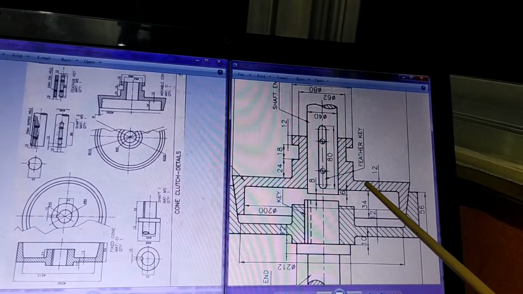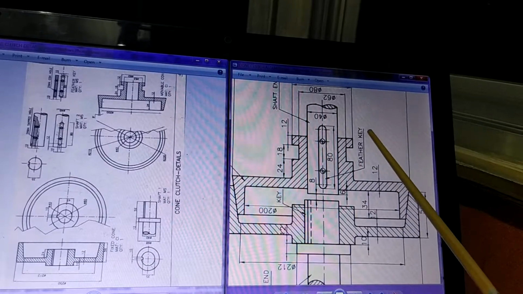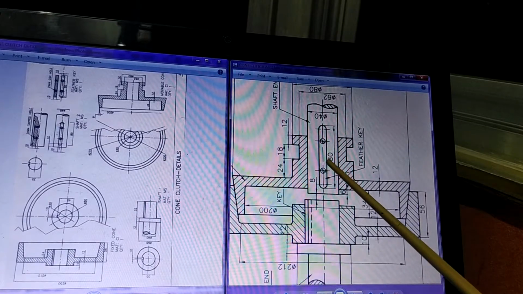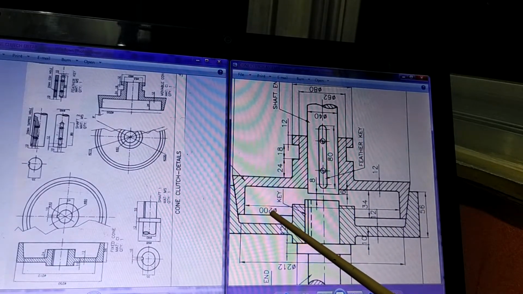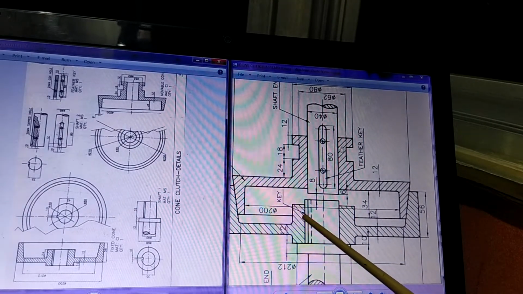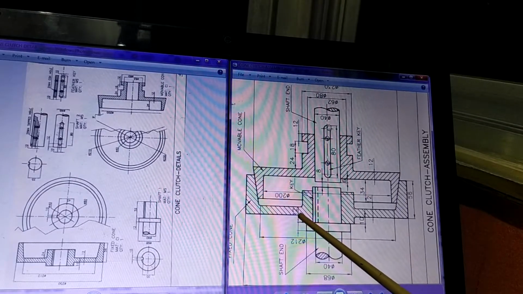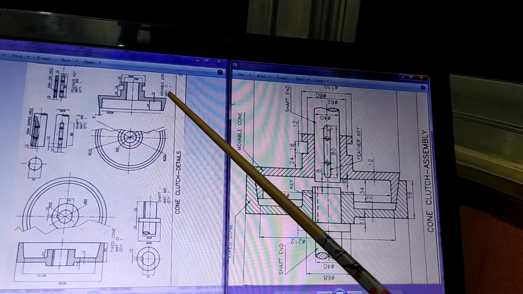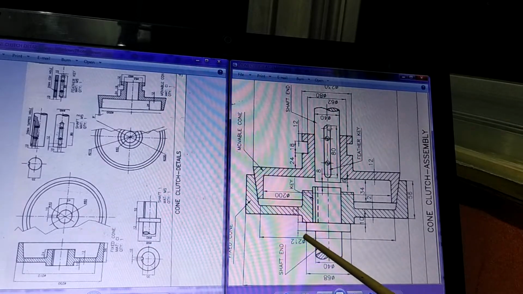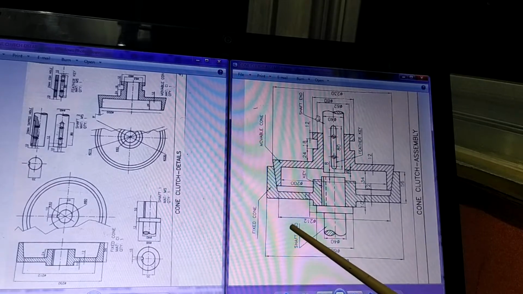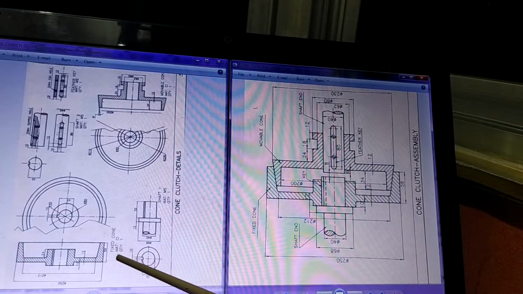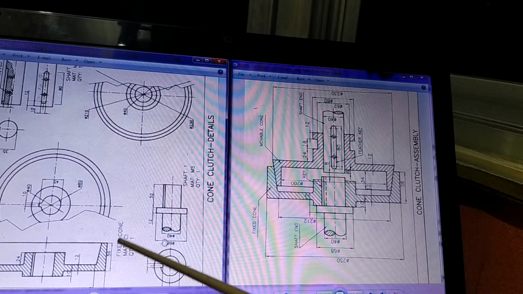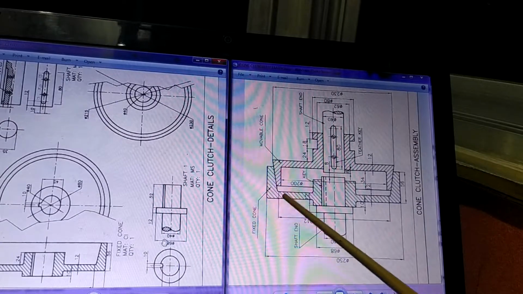That means when you draw an assembly drawing, you are supposed to mention what is what. This is called a feather key. So the feather key is this part. This is called, say, a cone clutch. So you can see the movable cone. This is a movable cone. This is the drawing of the movable cone. You can see it is written here, movable cone. This is a fixed cone. The name of the part here is fixed cone. That means this part is here.